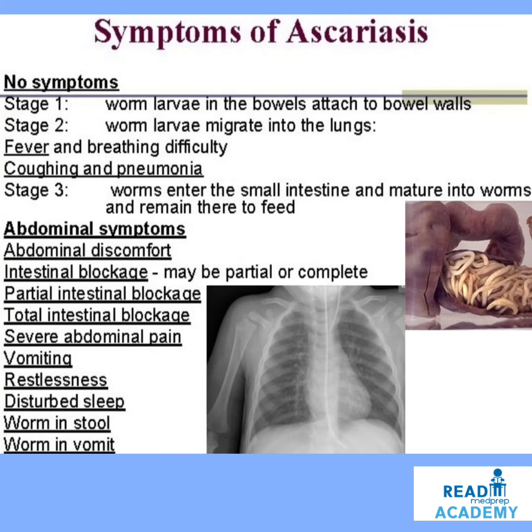The abdominal symptoms can occur, like abdominal discomfort. Intestinal blockage can occur, which may be partial or total intestinal blockage. Severe abdominal pain, vomiting, restlessness, disturbed sleep, worms in the stools, worms in the vomit. In the image of the X-ray, you can see the worm in the lungs. On the right side image, you can see the worms obstructing the intestines.